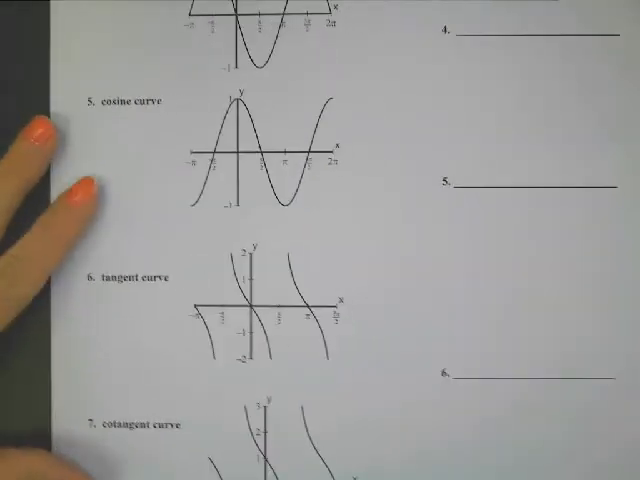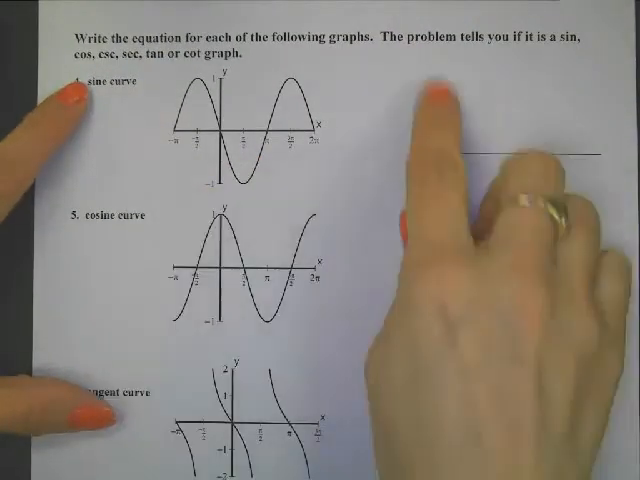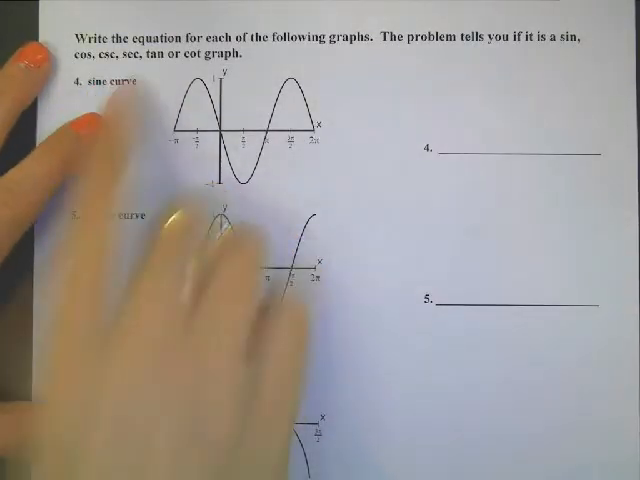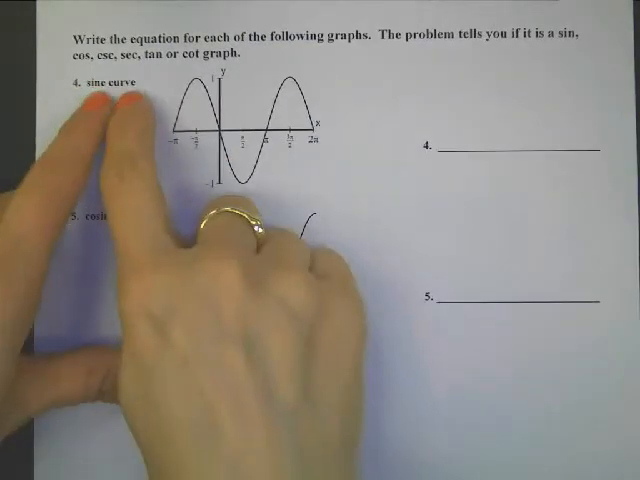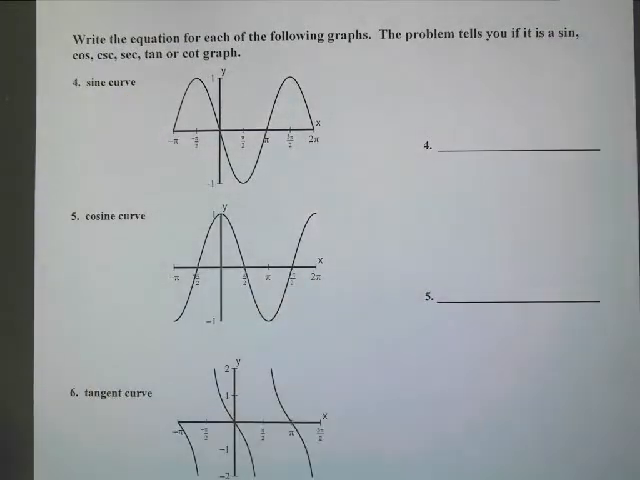So that's some review of shifting when you have periods that are not 2 pi and when you've got lots of steps. The next thing that I want to look at here is how to write the equation of a graph. So here's some graphs, and the problem tells you if it's a sine, a cosine, a cosecant, a secant, or whatever it is. So I know that this could either be a sine or a cosine, but they want me to write a sine equation. So there's a couple of things that we need to do for this.